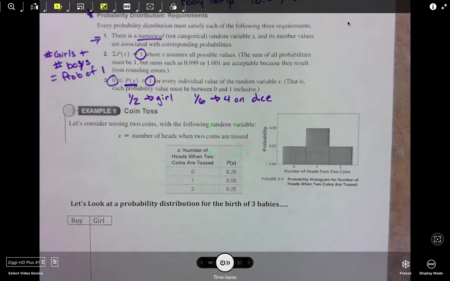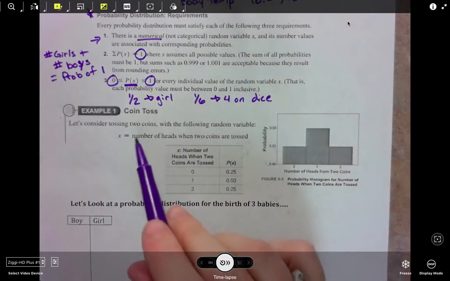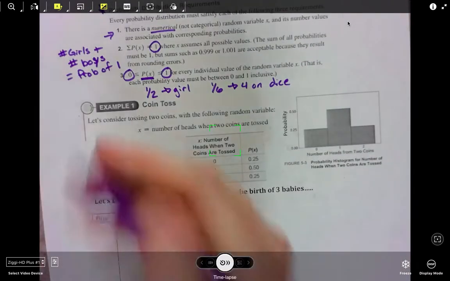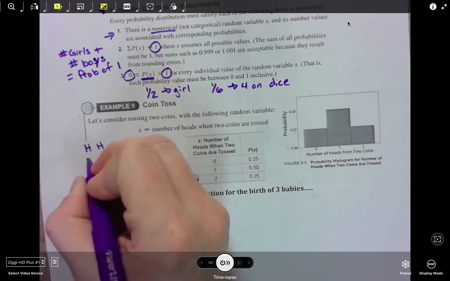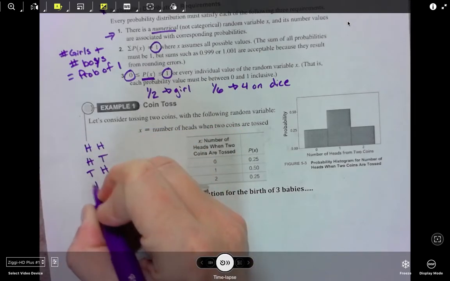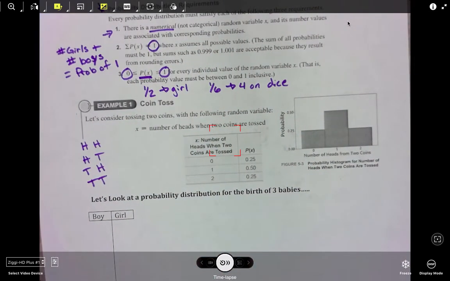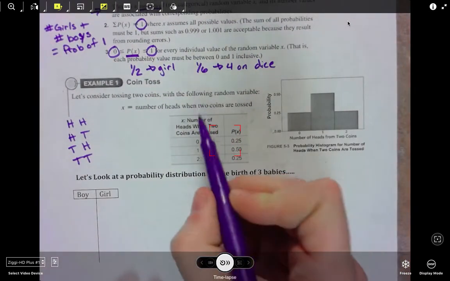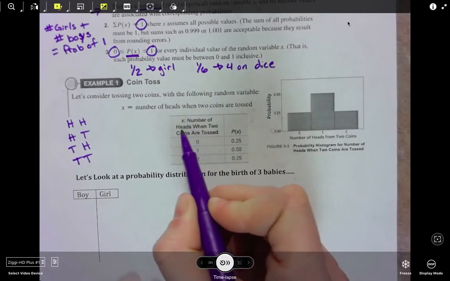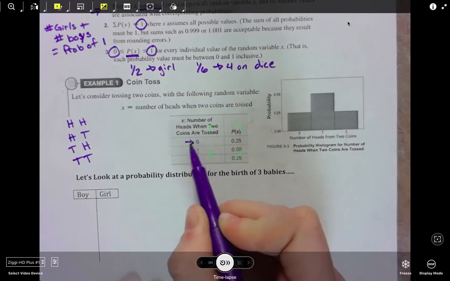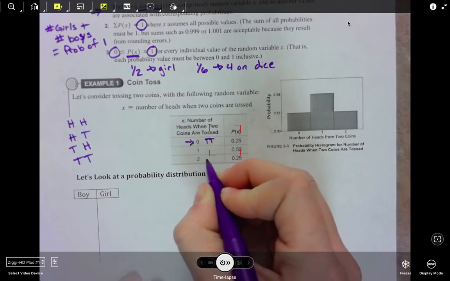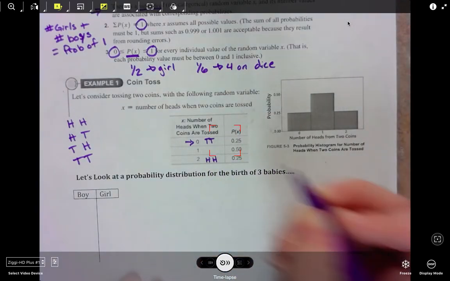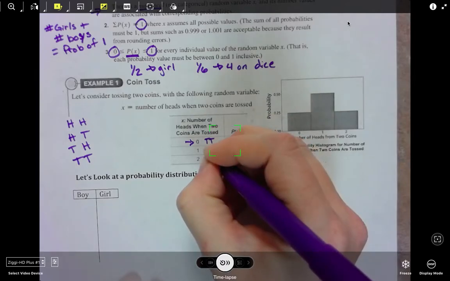So the first one, talking about a coin toss. Let's consider tossing two coins, okay? When you're tossing two coins, I could get a heads and a heads, a heads and a tails, a tail and a head, or a tail and a tail. Those are the combinations that I could get with two coins, all right? That means that if I'm looking at the number of heads, I could get zero heads. This would be the combination of two tails, right? Or I could get two heads. If I got one head, though, that would be the combination of heads, tails and tails, heads, okay?